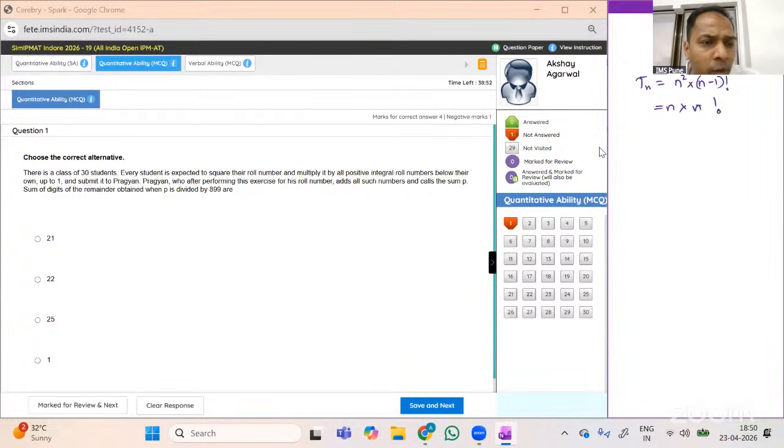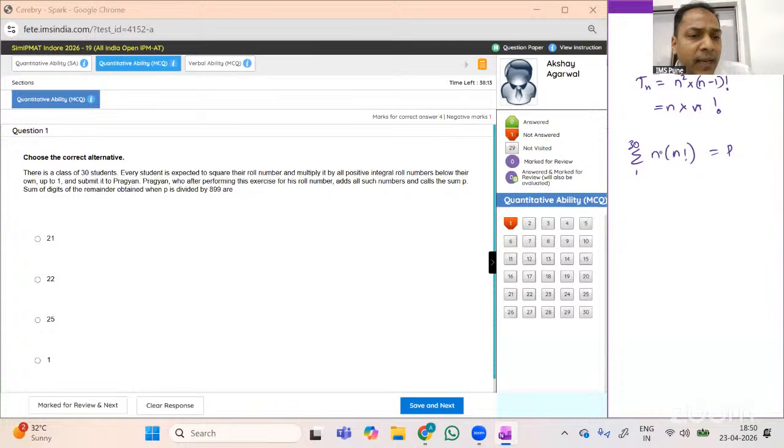Submit it to Pragyan, who after performing this exercise for his roll number, adds all such numbers and calls the sum P. Okay, basically, summation from 1 to 30 of n into n factorial. Yeah, and this is called P.